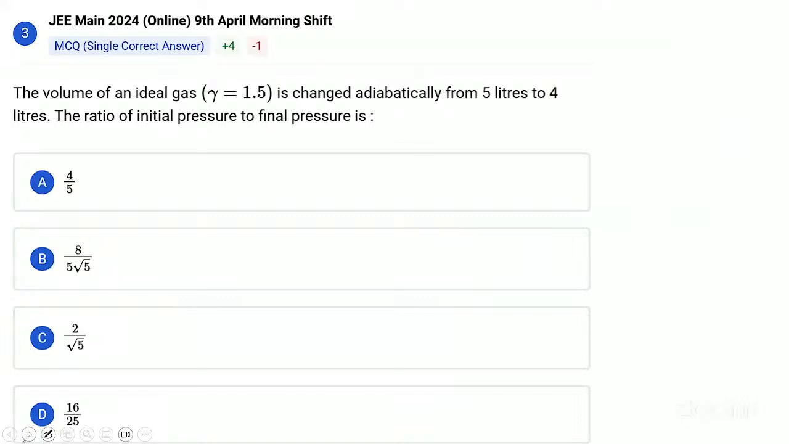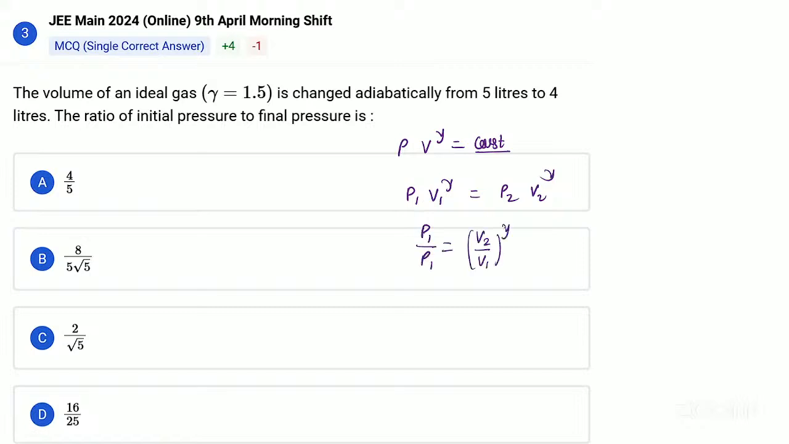Now, this one. The volume of an ideal gas, the gamma is also given, 1.5, is changed adiabatically from 5 liter to 4 liter. The ratio of initial pressure to the final pressure. This PV raised to the power gamma is equal to constant. This is the process for adiabatic. We can write it as P1 V1 raised to the power gamma equals P2 V2 raised to the power gamma. Similarly, we can write P1 by P2 is nothing but V2 by V1 raised to the power gamma.